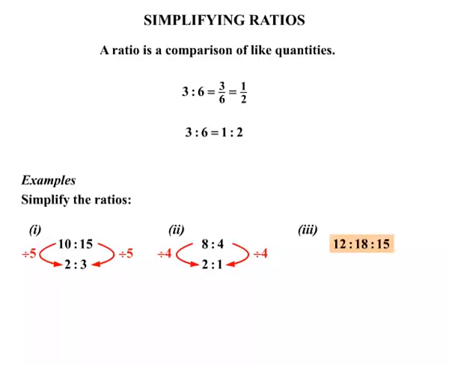So we need to look at all the numbers, 12, 18 and 15. What number would divide into each of those? Well, the number we want is 3. We need to divide by 3. So 12, divide that by 3, we get 4. Then we have the 18, divide that by 3, and we get 6. And finally the 15, we divide that by 3, we get 5. So our simplified ratio there is 4 to 6 to 5.